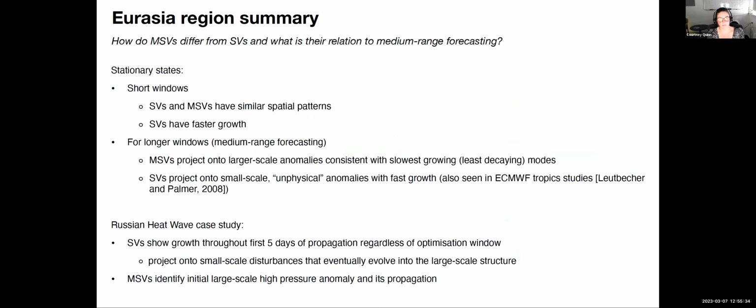So that was a bit rushed at the end. I probably put too much in here, as I always do. But that final study was really to connect these theoretical ideas of short time scale covariant Lyapunov vectors, which we've deemed MSVs, and say that these are actually related to what is optimal for medium range forecasting.